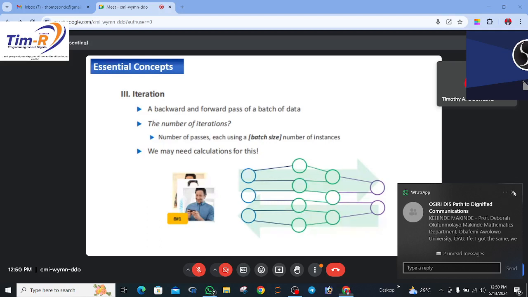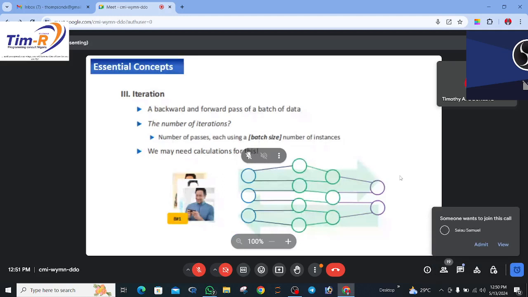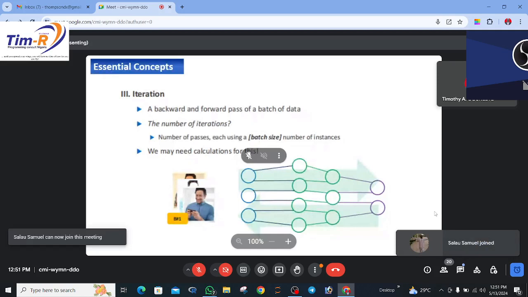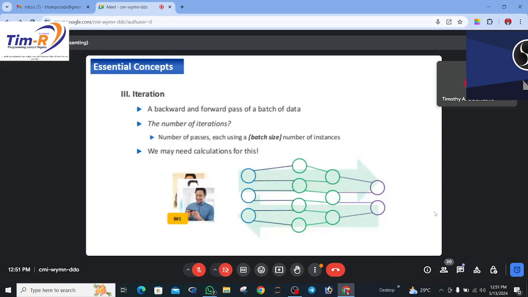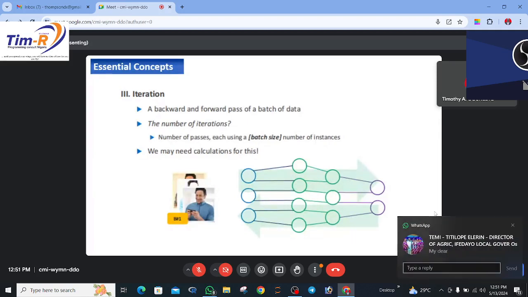And the number of iterations, what does it mean? It is the number of passes, each using a batch size number of instances. So if we have 20 batches, the number of iterations is the number of passes using each batch, so we have 20 iterations. Yes, that's it. And that has to do with the forward and the backward pass for a batch of data.